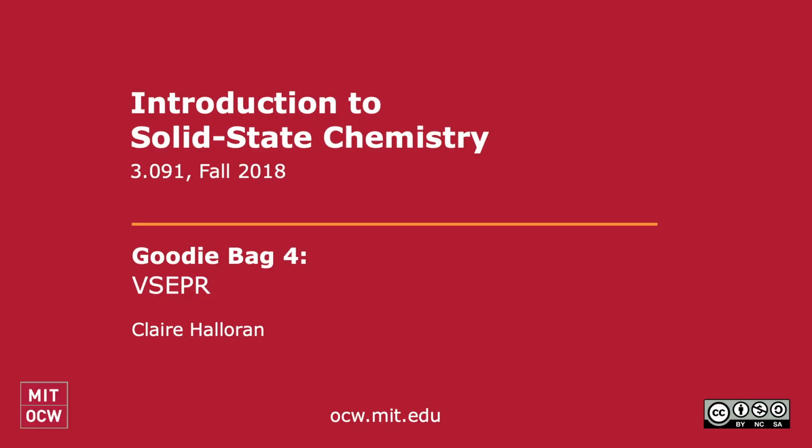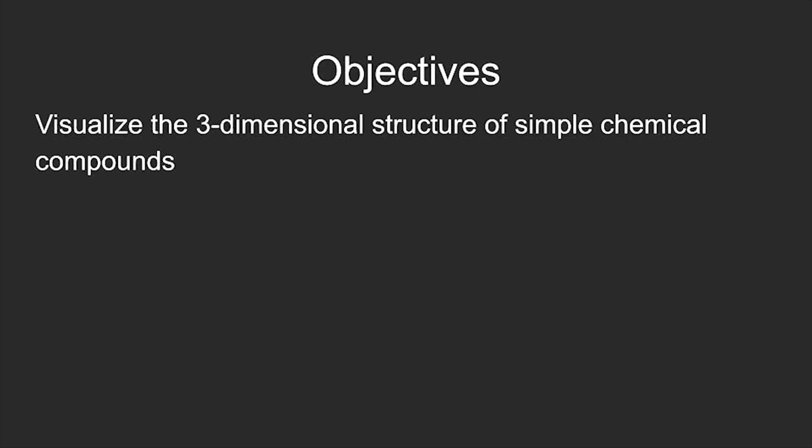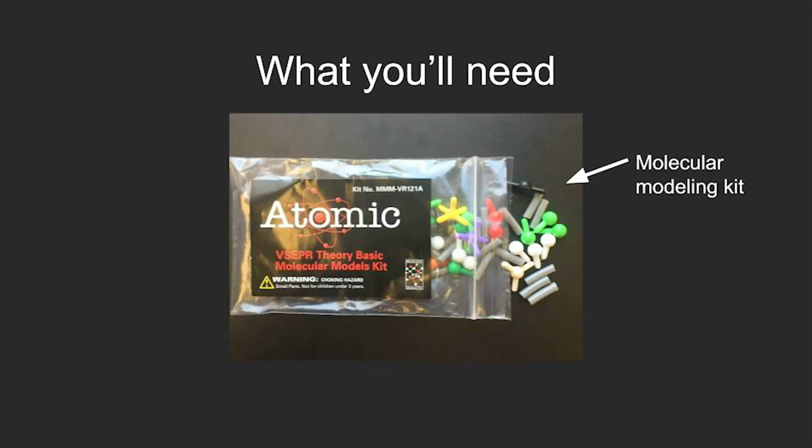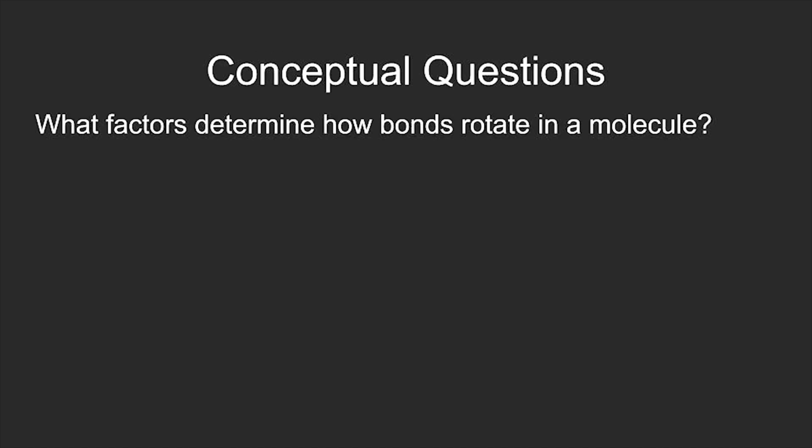Today we're going to do Goodie Bag 4, Vesper. Our objective is to visualize the three-dimensional structure of some simple chemical compounds. The only thing you'll need is a molecular modeling kit. A conceptual question you should think about today is, what factors determine how bonds rotate in a molecule?